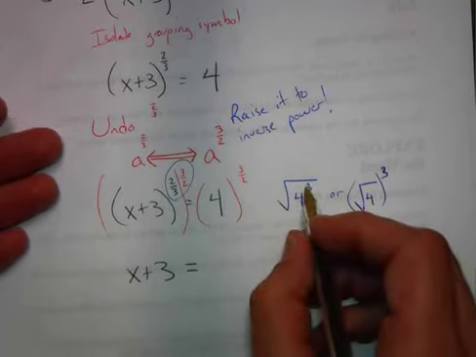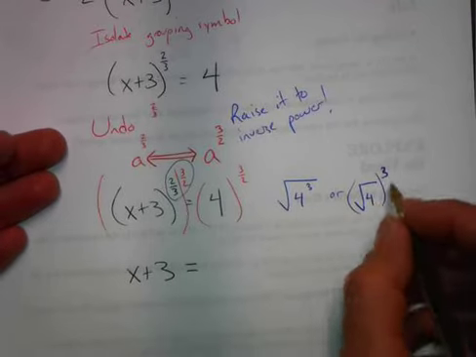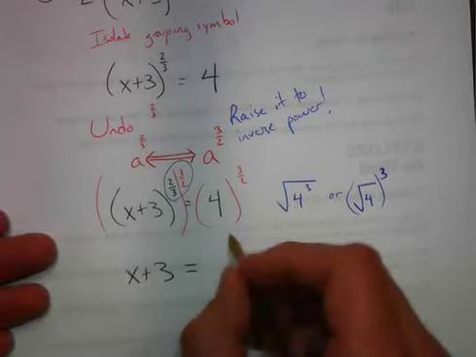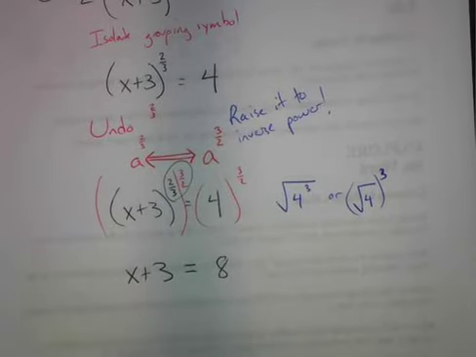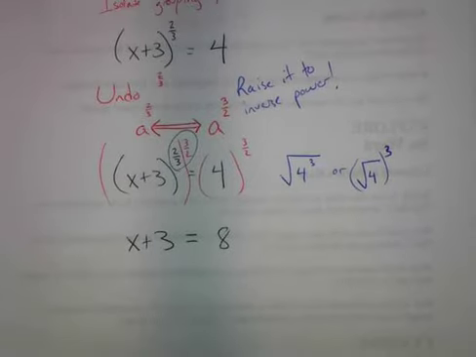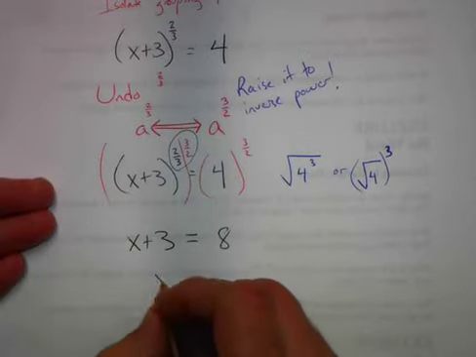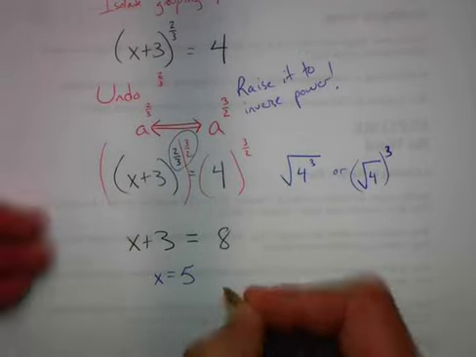4 to the 3rd power is 64. Square root of 64 is 8. Or the square root of 4 is 2, and 2 to the 3rd power is 8. Doesn't matter. It's 8. This whole side is 8. And then basic pre-algebra, some really elementary school work. x is equal to 5.